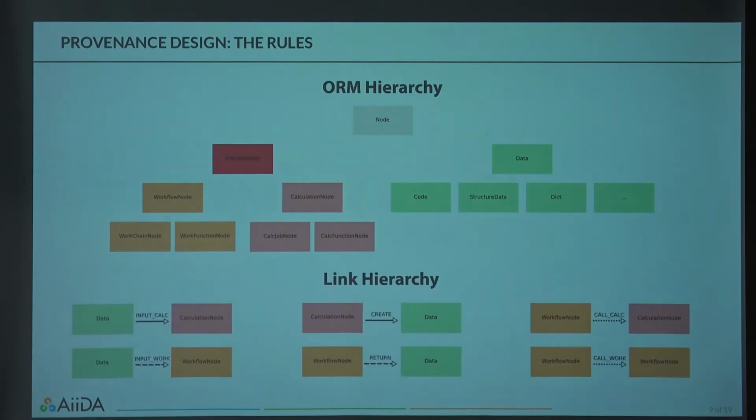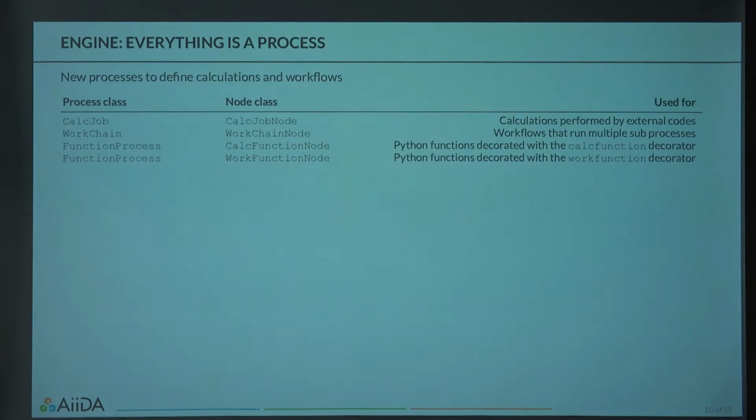Similar is the link hierarchy. Create links will only exist between calculations and data, because calculations are the only classes that can create data. And workflows in parallel only have return links. And these are call links, showing that also only workflows can call other processes, and calculations cannot call another process. So this is a quick table to summarize.